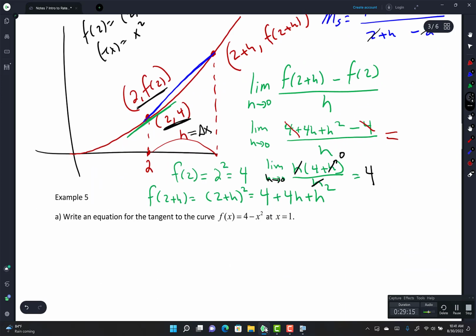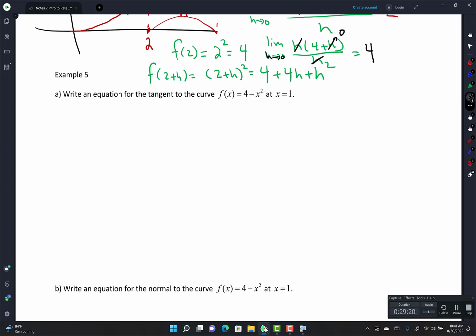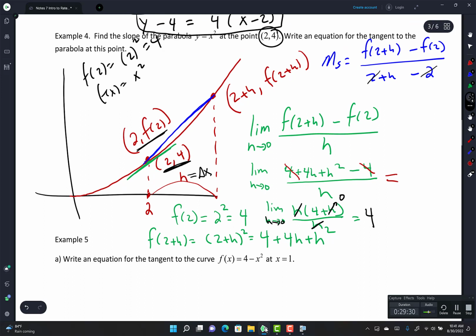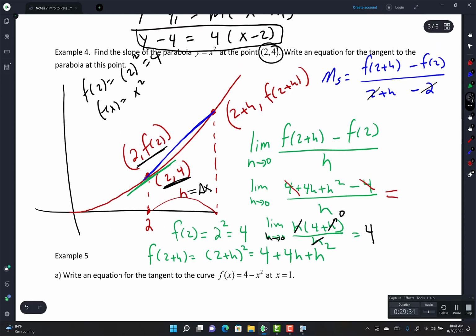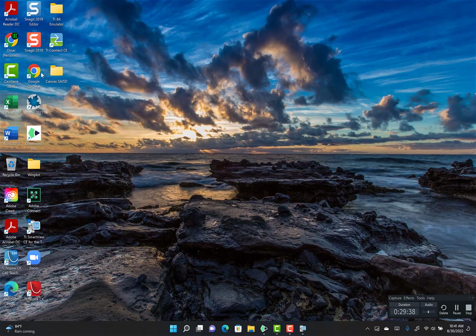All right, here we go. So now we're going to practice. You guys ready? Letter A says, write an equation for the tangent to the curve. Oh, you know what? Don't you guys want to see how this looks in Desmos? All right, look, guys. Look how beautiful this is.